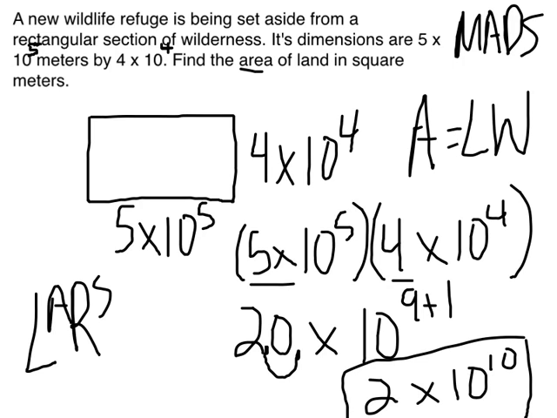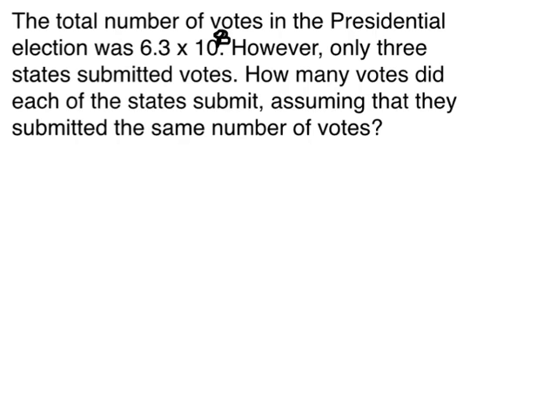Let's do another one. The total number of votes in the presidential election was 6.3 times 10 to the 8th. However, only 3 states submitted votes. How many votes did each of the states submit, assuming that they submitted the same number of votes? I know that this is division because I'm breaking 6.3 times 10 to the 8th down into tiny little pieces, 3 pieces specifically.